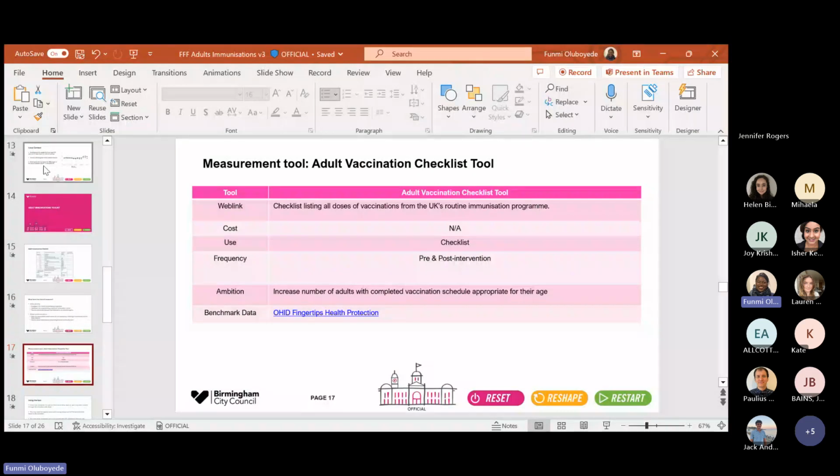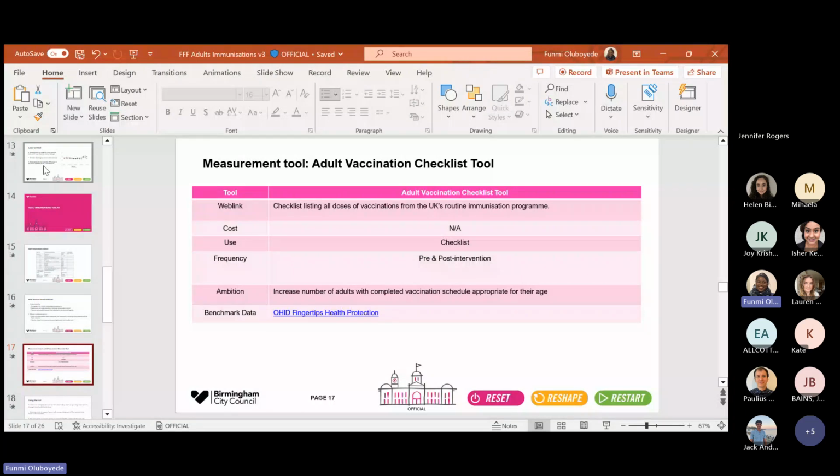So the measurement tool is the adult vaccination checklist tool. There is a web link that is a checklist listing all doses of vaccinations from the UK's NHS immunisation programme. The cost is not applicable because it's all free at the point of service with the NHS. It'd be used as a checklist, and the frequency would be pre and post intervention. So pre-intervention to look at what the uptake might be, and then have the intervention, and then look afterwards and see whether there has been an increase in the uptake of adult vaccinations.